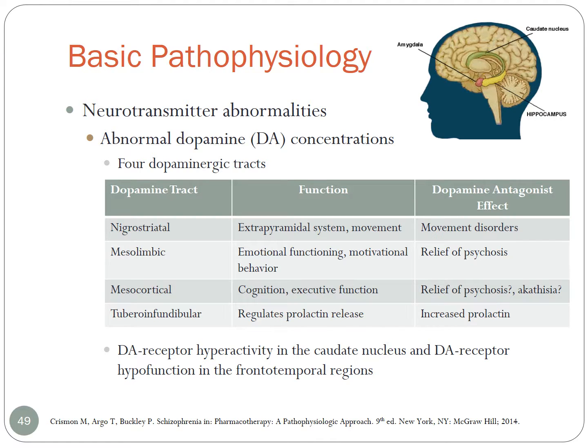There's some thought that there's too much dopamine in the area of the caudate nucleus, which leads to some of the positive symptoms of schizophrenia, so things like the hallucinations and delusions, while there may be dopamine receptor hypofunction in the frontotemporal regions of the brain, which can then contribute to the negative symptoms, which would be things like flat affect and lack of motivation.